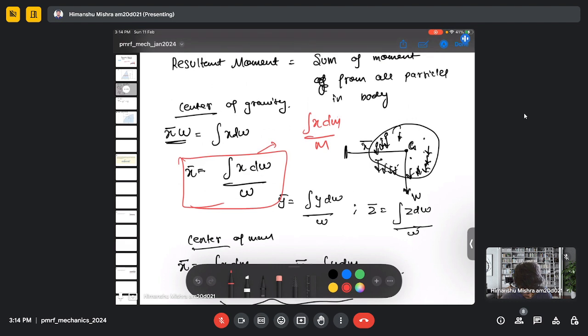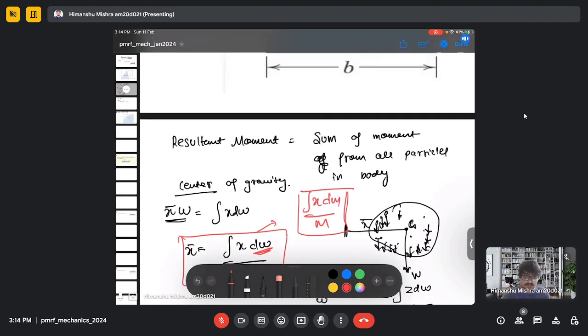So that is only valid for the specific case when the gravity is very uniform. It is not changing in the direction. Only in that case I can get the center of mass relation from the center of gravity relation.